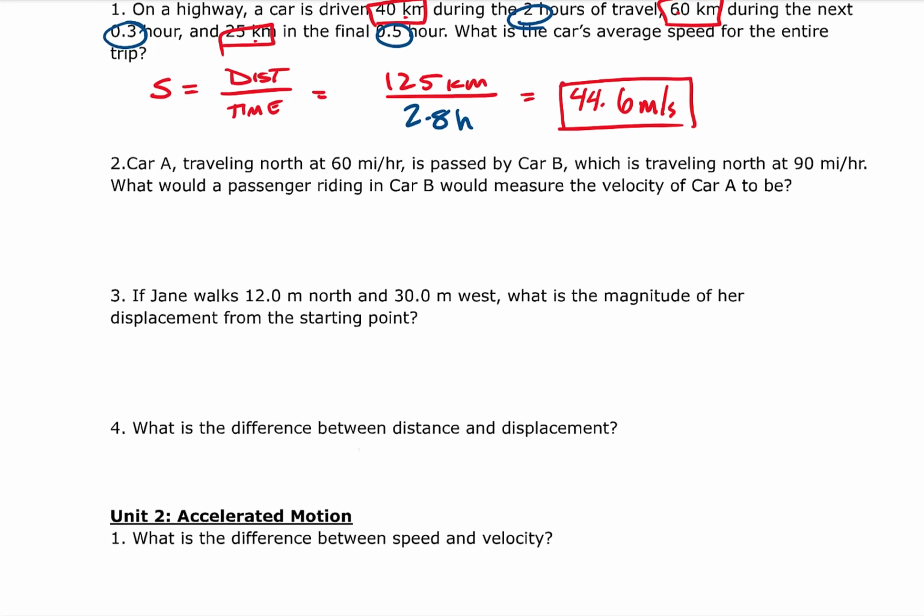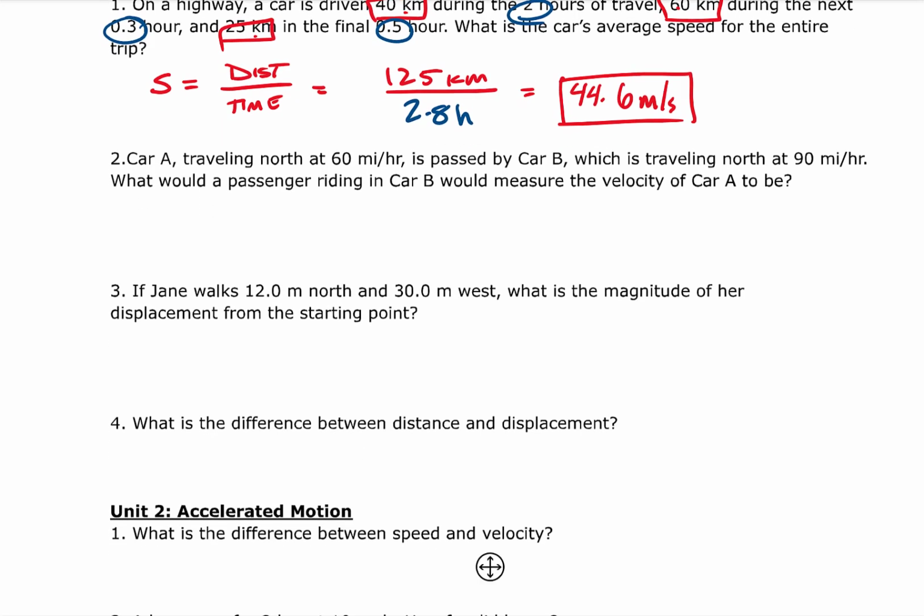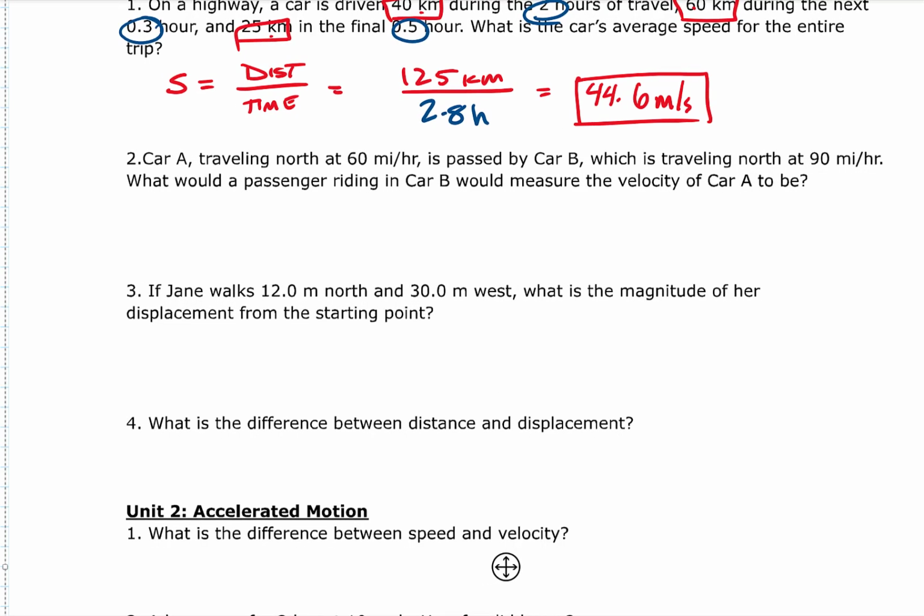All right, here's a relative velocity question. Car A is traveling to the north at 60 miles an hour. It's passed by car B, which is traveling to the north at 90. What would a passenger in B measure for the velocity of car A?